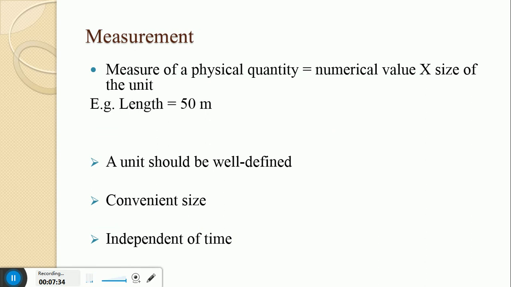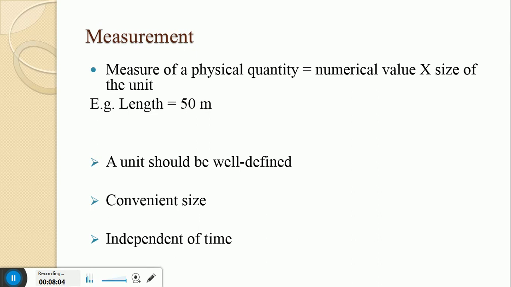Now measurement. Whenever a quantity is measured, a quantity can easily be represented as the product of a numerical value and the size of the unit. So it is a product of value and the unit. Now what is the unit? Actually, a unit is the physical quantity itself, but a size of that physical quantity which, when we multiply or divide, easily gives us the value of that physical quantity.